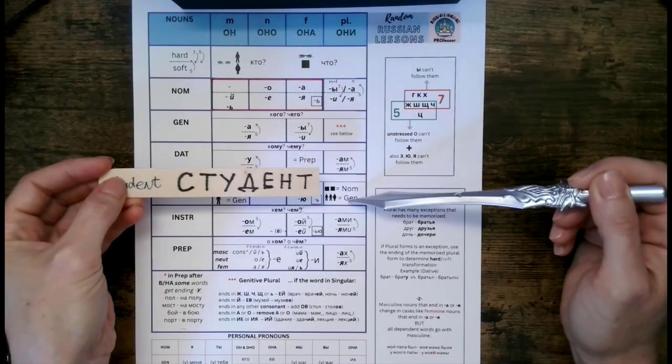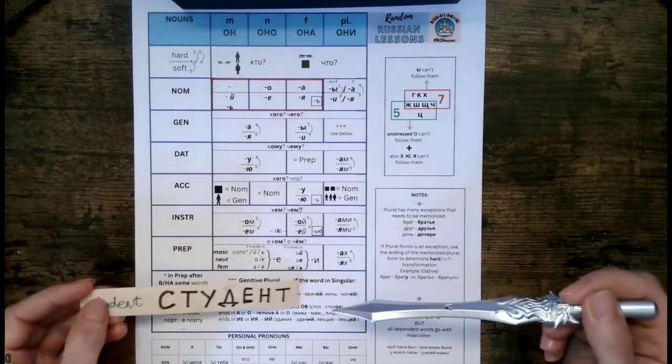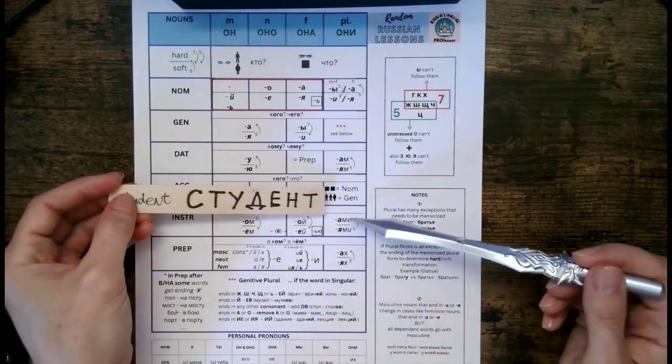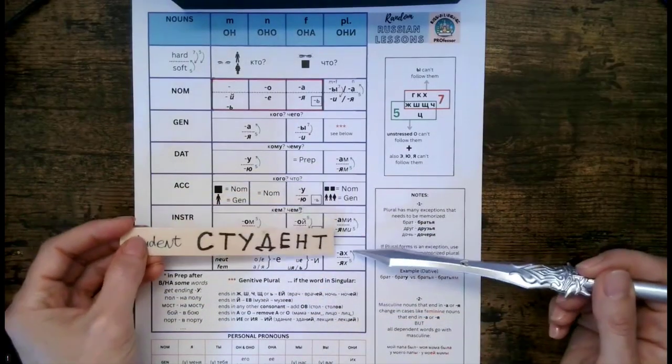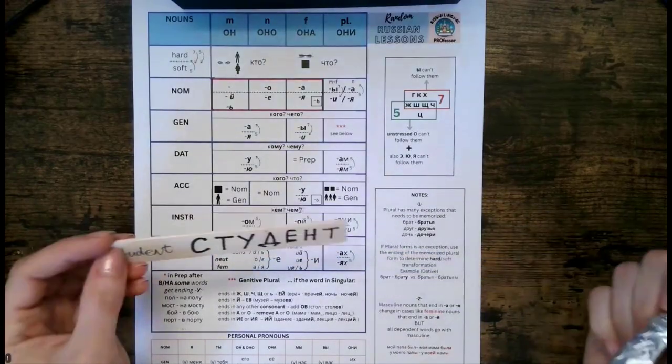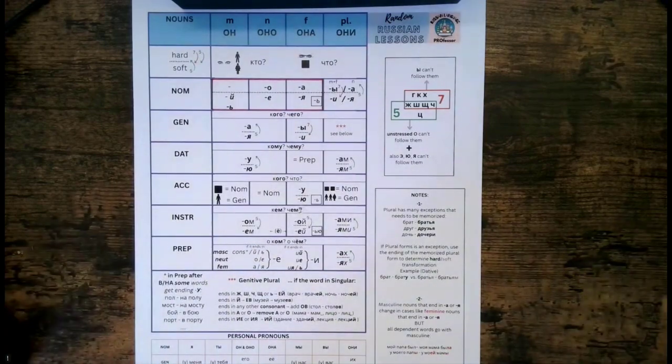Here we have again nominative versus genitive. So студенты can look you in the eye. So again, as genitive plural, студентов. Instrumental, студентами, or студентах for prepositional case. So here are our endings for student.